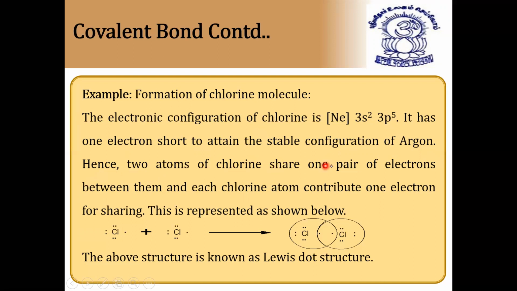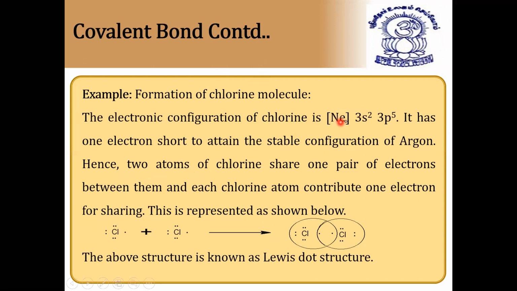Hence two atoms of chlorine share one pair of electrons between them, and each chlorine atom contributes one electron for sharing. This is represented as a Lewis dot diagram. There are 7 electrons in the valence shell of chlorine, and they share one electron. One electron is shared by this chlorine, another electron is shared by that chlorine. The above structure is known as the Lewis dot structure, and hence the chlorine molecule is formed. This type of bond formation between them is called covalent bond. I hope it is clear.